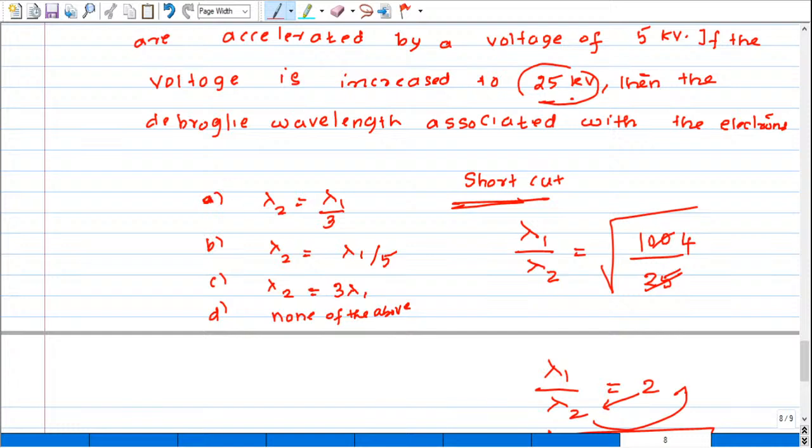So, A, B, C, D are given in dual nature of radiation. This is also an important model which you can expect in the coming NEET exam. So, let us go with one more which is important in nuclear physics. So, now let us go for the next question.